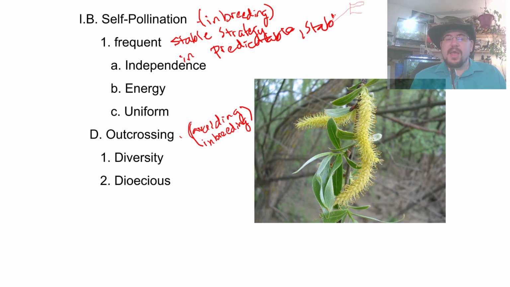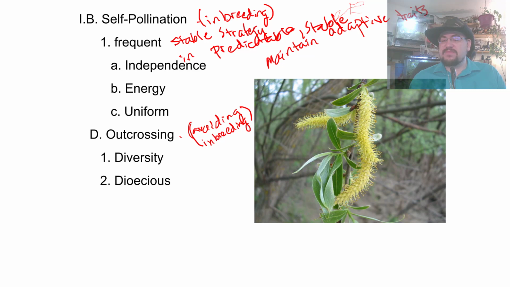So, by promoting self-pollination, you maintain your advantageous traits. It's a great way to maintain adaptive traits, is by self-pollinating. Gets you a little bit of stabilizing selection there. So, it's favored in stable environments.